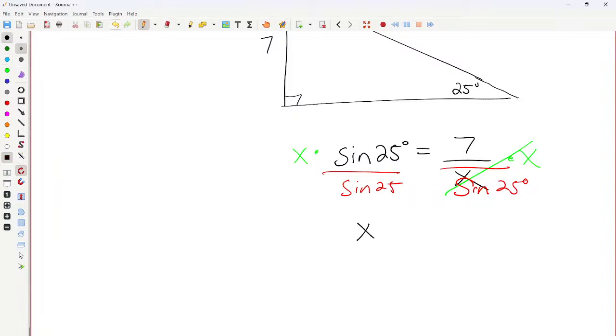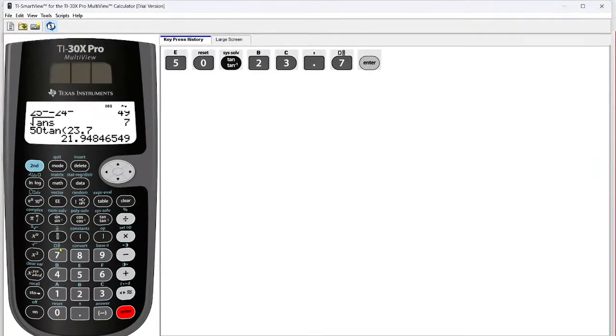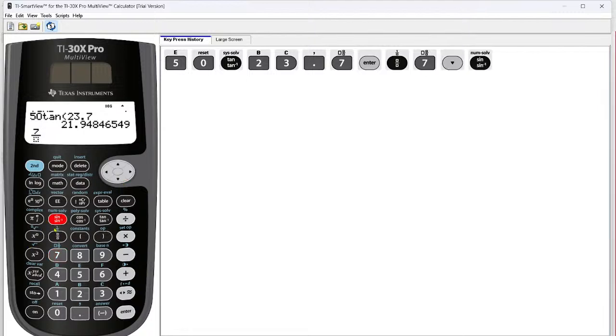So let's just get there every time. Just write that. When your variable's on the bottom, bring it up top, bring that one back down there. That's the legal move. Quick. Go to our calculator. 7 on top of sine 25. And that would be about 16.6.